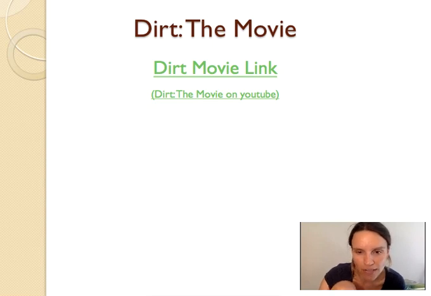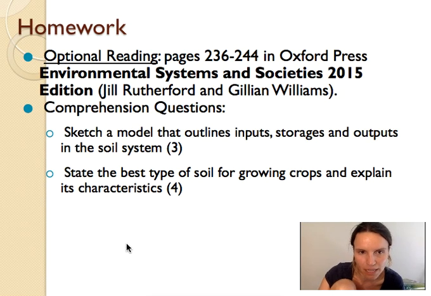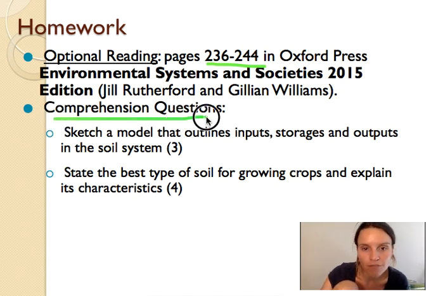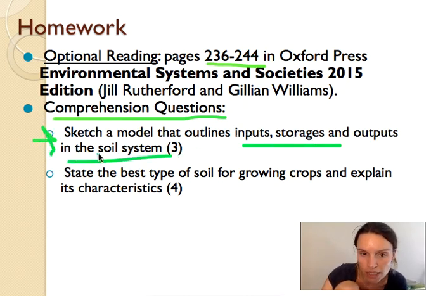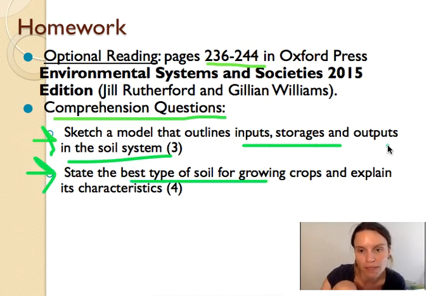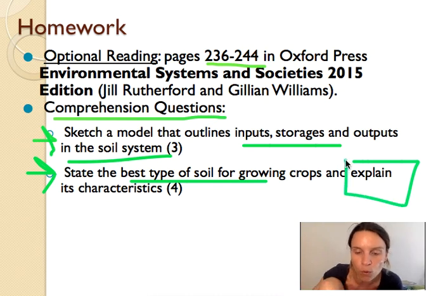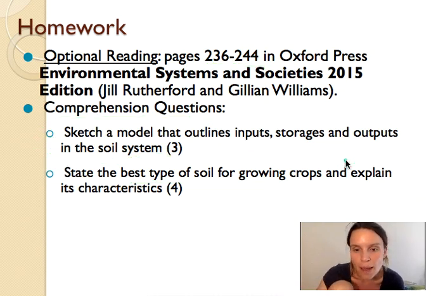So let's move on for now to your homework assignment. If you are reading along in the textbook, you should be looking at pages 236 to 244. And you are going to try to complete the following comprehension questions. First is sketch a model that outlines inputs, storages, and outputs in a soil system. And the second is state the best type of soil for growing crops and explain, so give reasons for its characteristics. Make an attempt at those, and when you are ready, check your answers in the review video, and I will see you there.